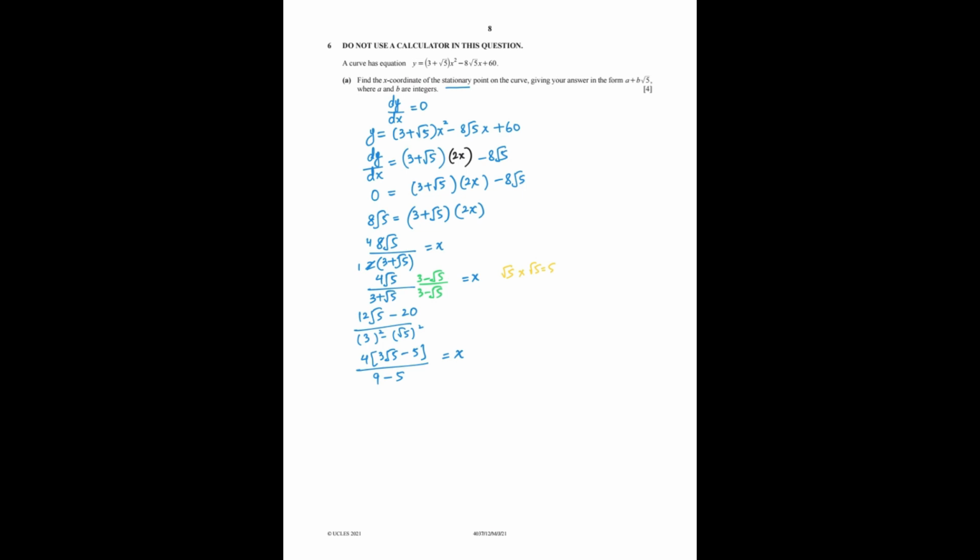So 9 minus 5 is basically 4, and 4 cancels. The leftover part for x is 3√5 minus 5 equals x. You need to show your answer in terms of a + b√5. So if I arrange the equation in the same format, −5 + 3√5 equals x, and the given form is a + b√5. So you can highlight the values of a and b. a is negative 5 and b is positive 3. That is your answer.